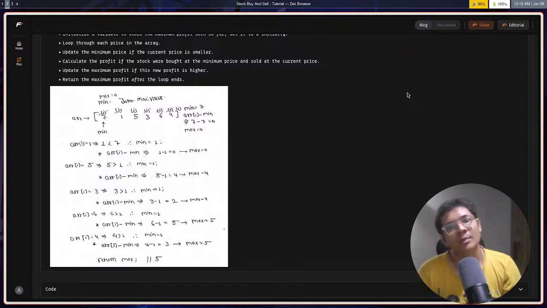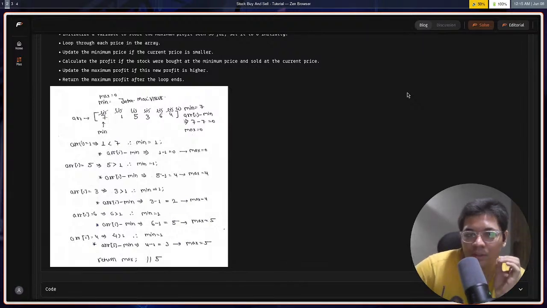So we are basically doing the same thing: if we encounter a smaller value than 1, only then will we replace the minimum with the current price value. But if we do not, then we will keep the track of the minimum value as 1 only. But what we will do is keep track of the maximum profit, that is current value minus minimum. So current value is 5, 5 minus 1 is 4.